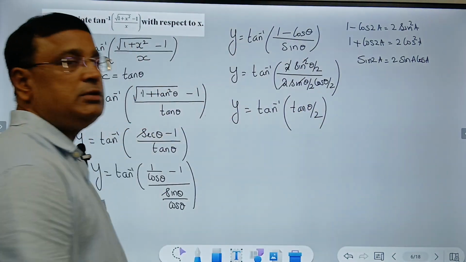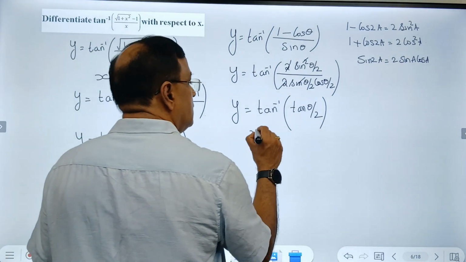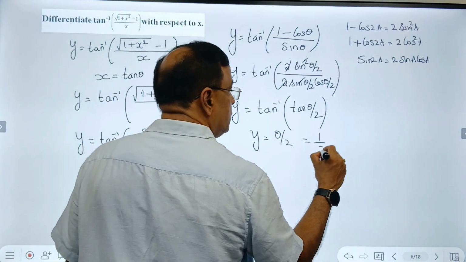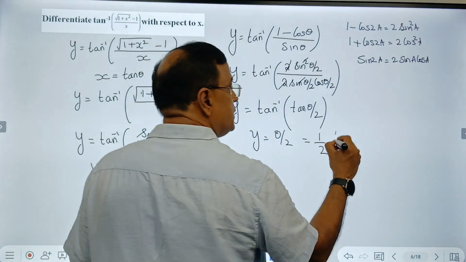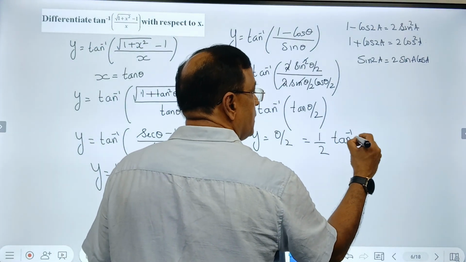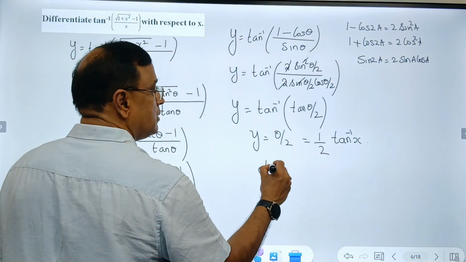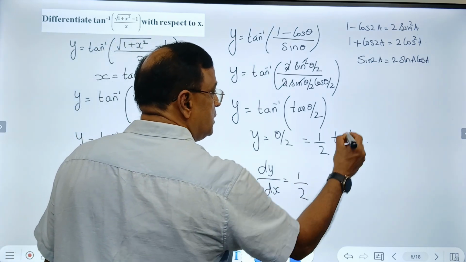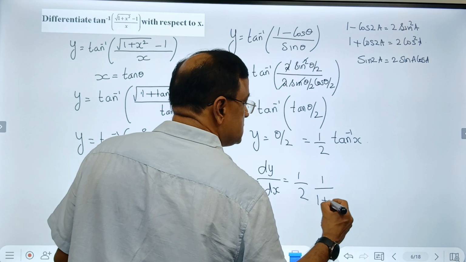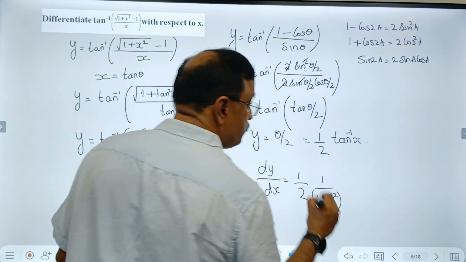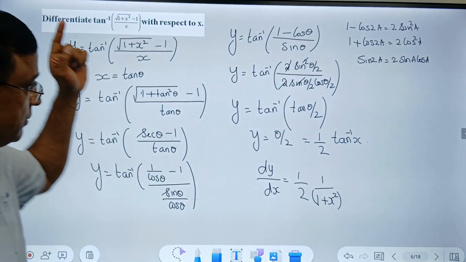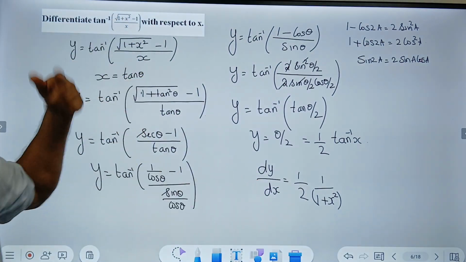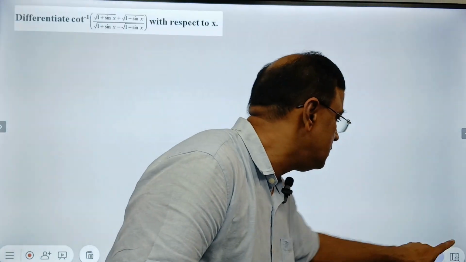So what is tan inverse of tan theta by 2? Very nicely it comes, right? Theta by 2. And 1 by 2 into, what is my theta? Theta is tan inverse of x. So what is dy by dx? 1 by 2 is a constant with the variable, so I keep it as it is. Differentiation of tan inverse of x is 1 by 1 plus x square. Simple. Again you see, simplify then differentiate. Simplification is not very difficult. If you follow the procedure, you'll get the answer.